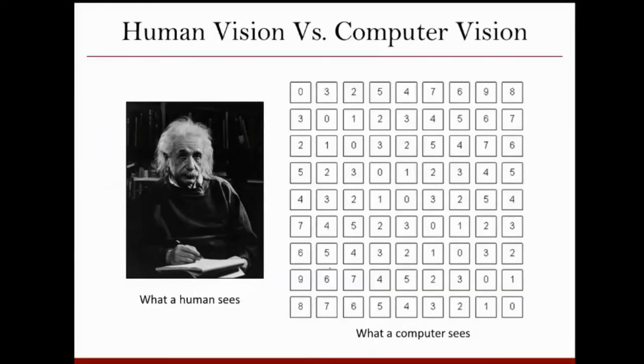Now, let us talk about the difference between human vision and computer vision. Whenever we see any object or any scene, for us it is an image. But the computer doesn't know whether it's an image of a person, or some vehicle, or some object. It doesn't know. For the computer, everything is a number.